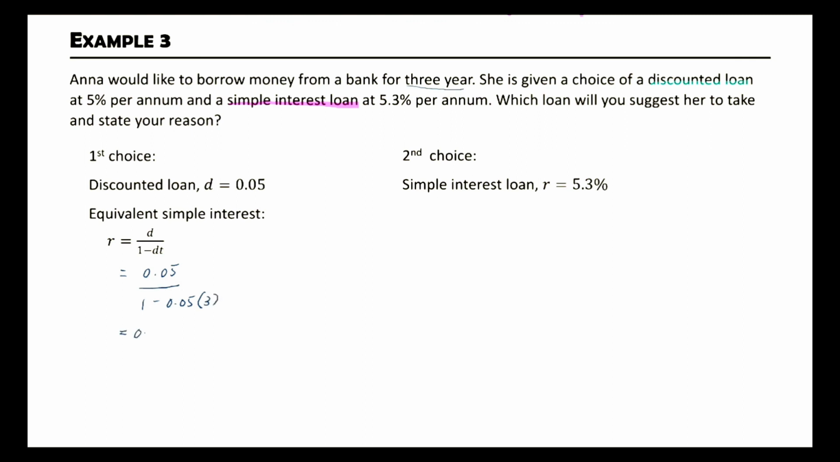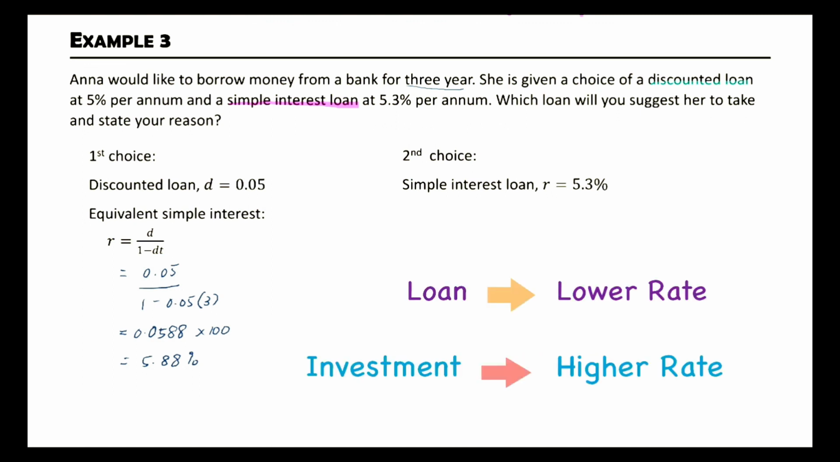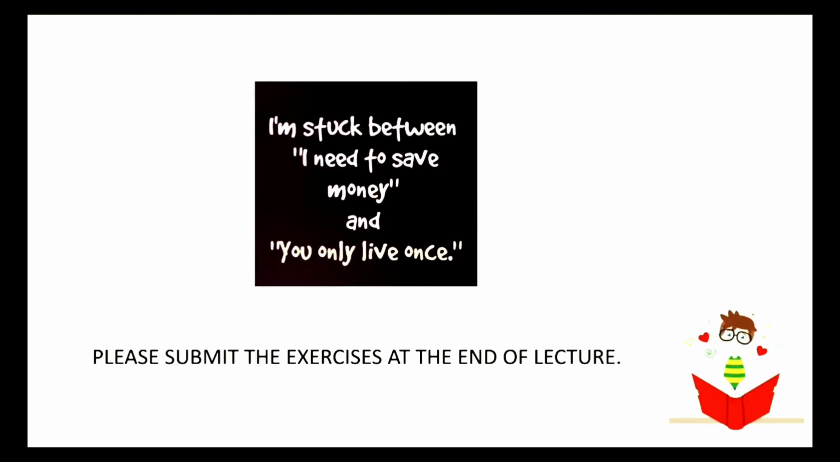R equal to 0.0588 times 100. We have 5.88%. The simple interest loan has R equal to 5.3%. Since this is a loan, we have to choose the lower interest rate. Therefore, Anna should choose the simple interest loan at 5.3% per annum because it gives a lower interest rate compared to the discount loan. Remember, if loan, we choose a lower interest. If investment or saving, we choose a higher interest given. These are your exercises. Please submit the exercises at the end of the lecture.